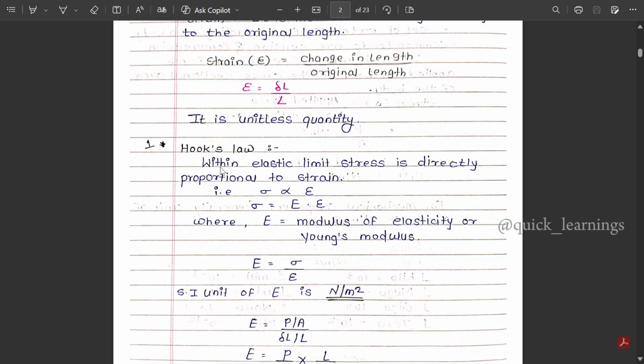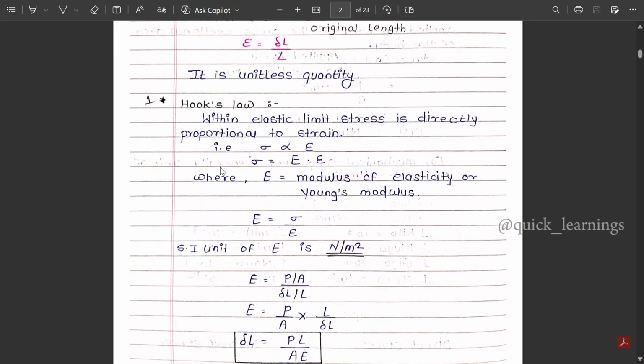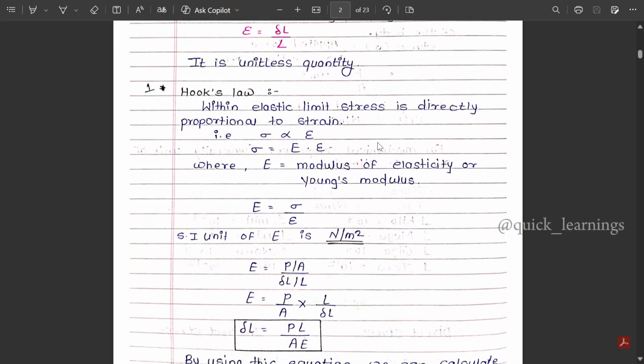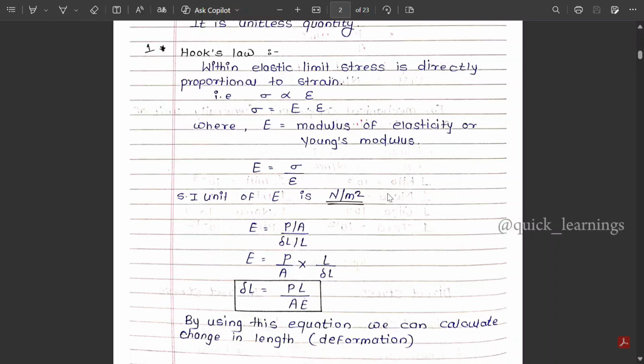So the next one is Hooke's law. Hooke's law applies within an elastic limit. Let's understand: within an elastic limit, stress is directly proportional to strain. That is called Hooke's law. Hooke's law states that stress is directly proportional to the strain within an elastic limit.